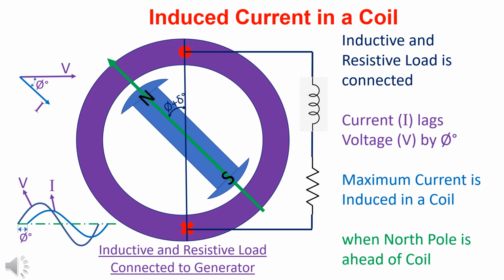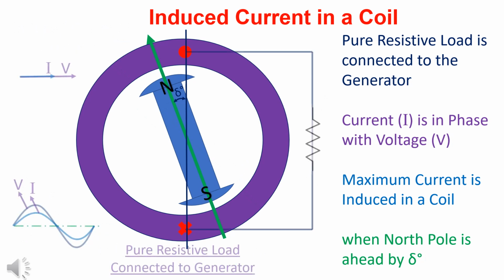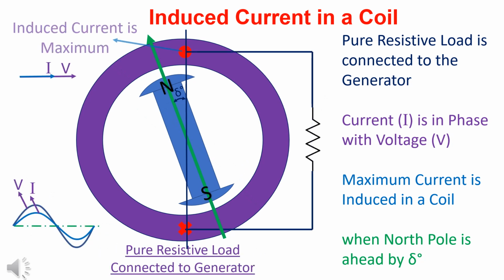Mostly load is inductive and resistive. Let the phase angle be φ. The maximum current is induced in a coil when poles are ahead by φ plus δ. δ is the load angle between the induced EMF and terminal voltage. In case of a resistive load, current is in phase with voltage. Maximum current is induced in a coil when poles are ahead by load angle δ.